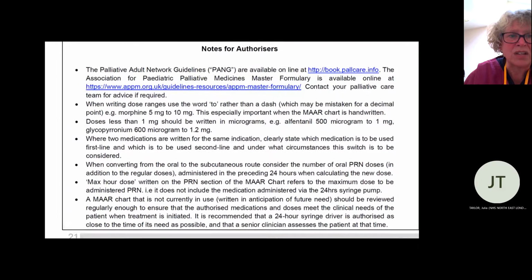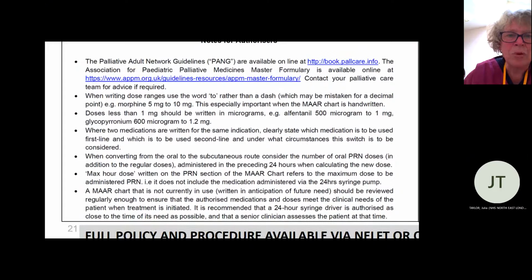suggestions and authorizations. Some really important governance issues to get right with these new charts. Please do not write a dash when you're doing a range. Write the word to, T-O, because there have been errors in authorisers not understanding the authorisation with a dash. So 5 to 10 milligrams rather than a dash.